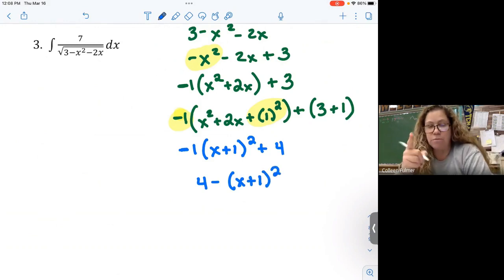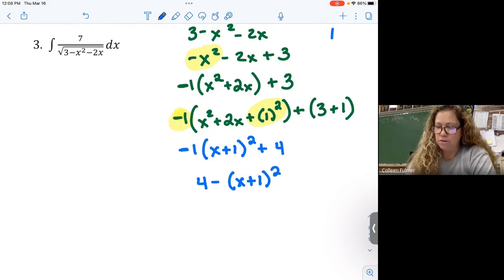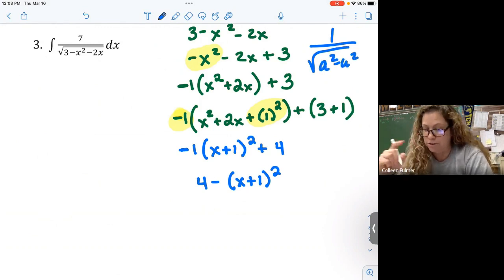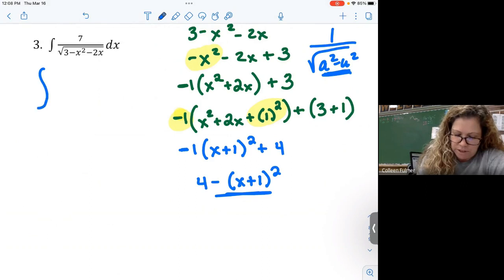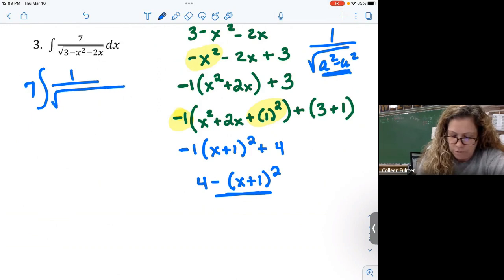I just realized I wrote my inverse sine formula wrong before. I had it as u squared minus a squared, and it's really a squared minus u squared. I apologize for that. But now this looks a lot like the template. So this becomes the integral, and I'm going to pull my 7 out: 1 over the square root of 4 minus x plus 1 squared dx.